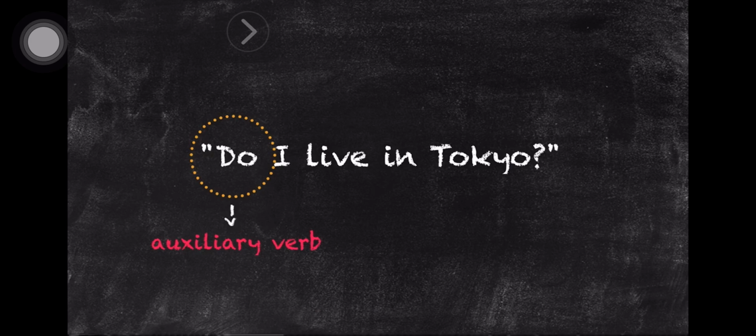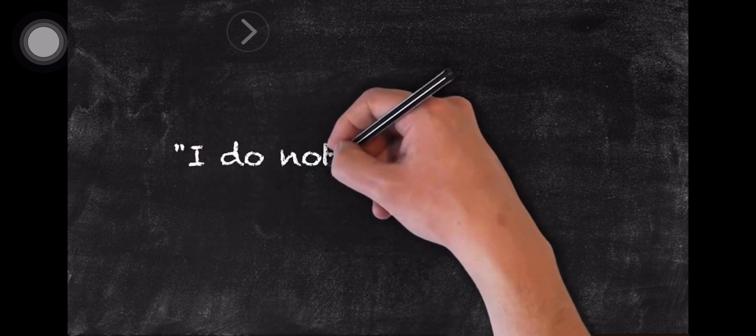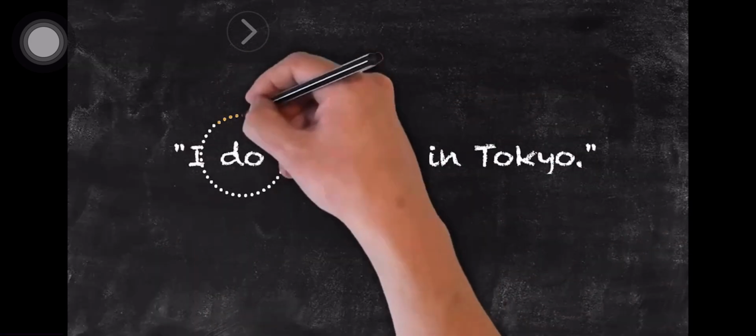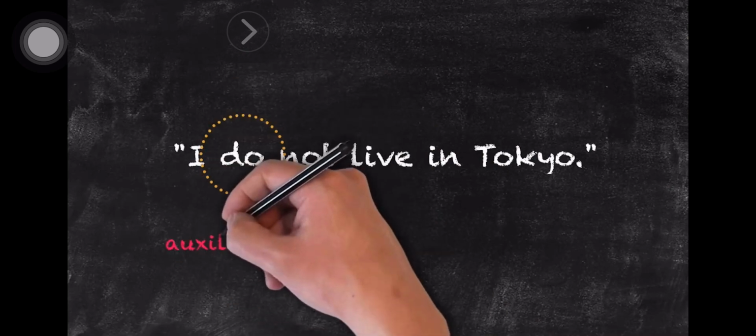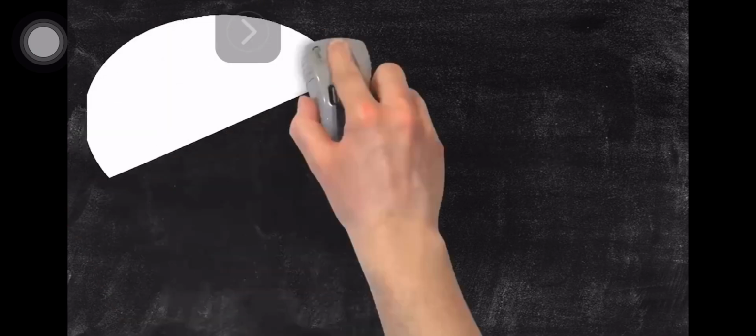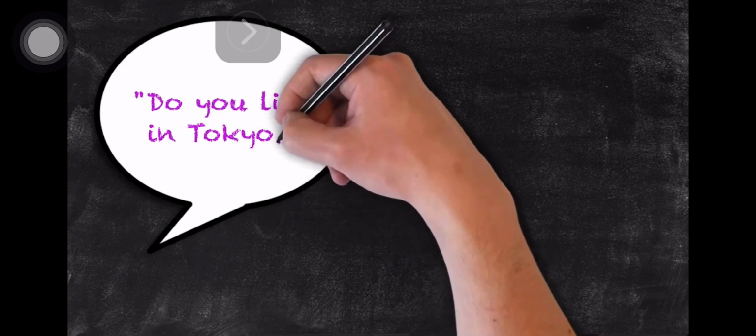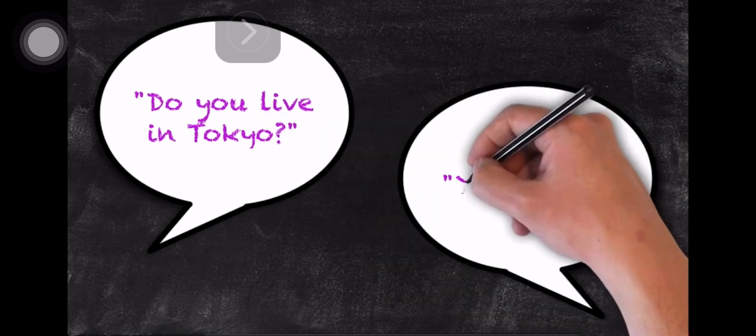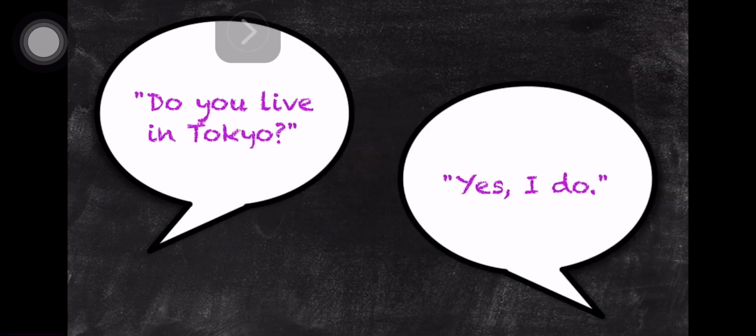It helps us form negatives. If I said, I do not live in Tokyo, again, it's helping me form the negative statement, and the auxiliary verb there is do. It helps us form the short answers. If I were to be asked, do you live in Tokyo? I can form the short answer, yes, I do. Here, the auxiliary verb in the short answer must reflect the auxiliary verb used in the question.